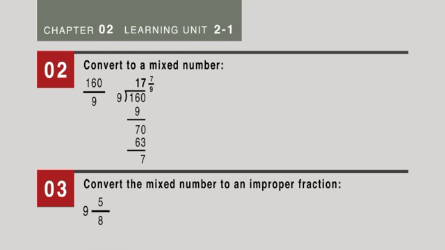For number 3, you're going to convert the mixed number to an improper fraction. First of all, you need to take the whole number times your 8, so 9 times 8, and then add the 5 and divide that all by 8. So you're going to end up with 9 times 8 plus 5 is 77, and that's divided by 8.